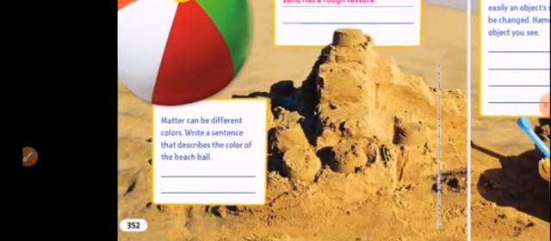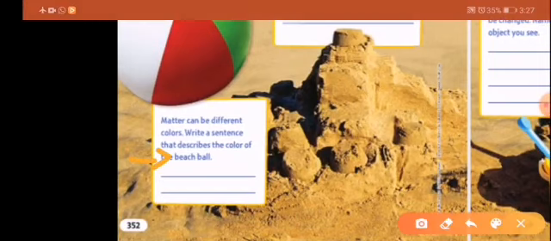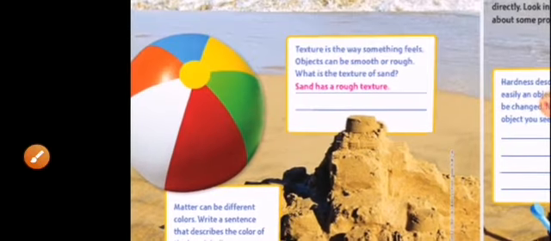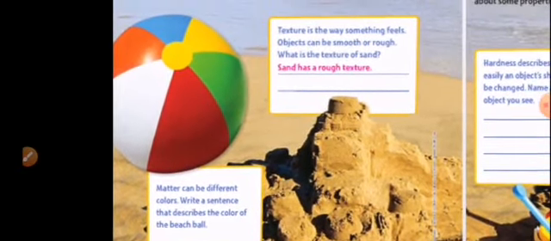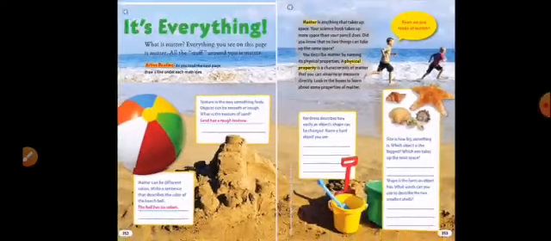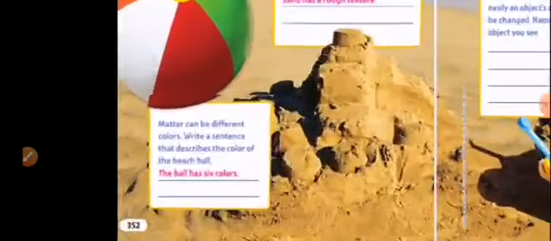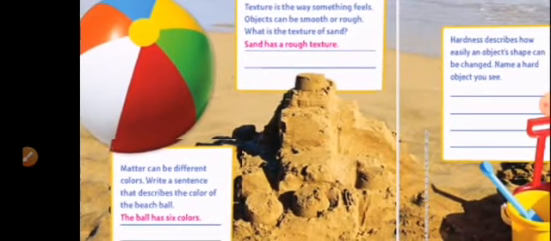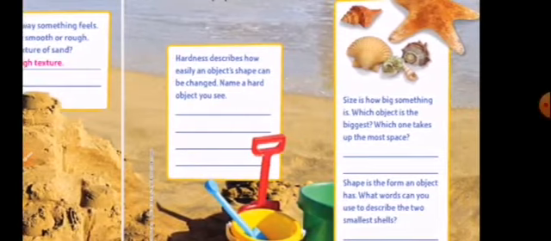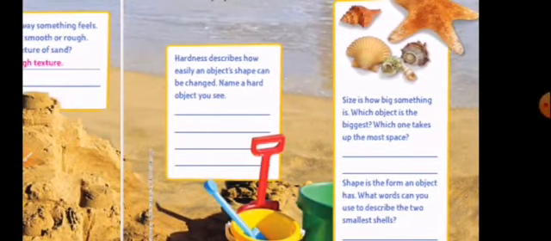Next, matter can be different colors. Write a sentence that describes the color of the ball. As we said before, matter has different colors. So, this ball has different colors; yes, the ball has 6 colors. So please make sure that you write them down in your science book. Next, on page 353.